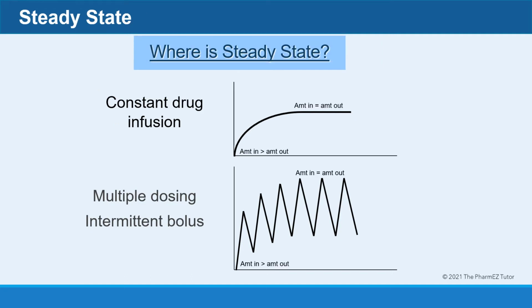In constant drug infusion, you can see that the initial amount of drug going in is greater than the amount going out, so the drug is still accumulating. At a certain point, the amount going in and the amount going out reaches equilibrium, and this is known as steady state. The same holds true for intermittent boluses, where it takes time for the drug to accumulate to reach a point where drug in equals drug out, or steady state is reached.